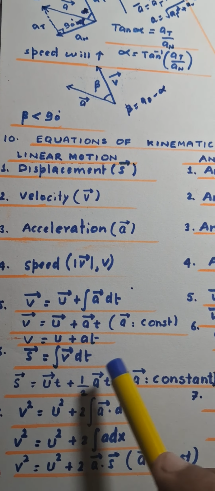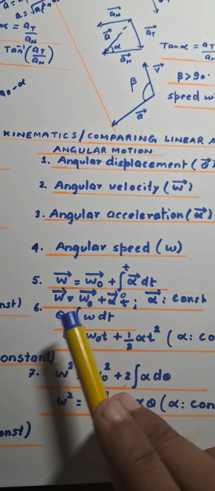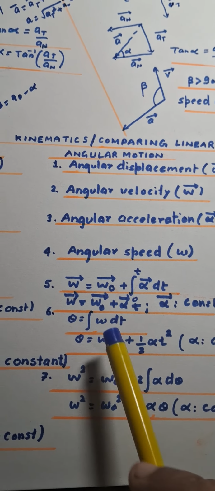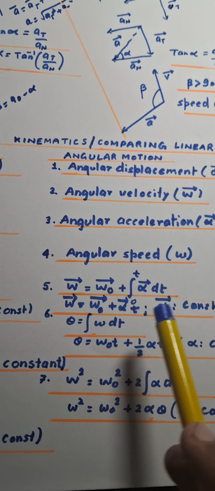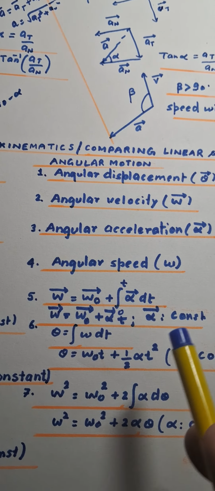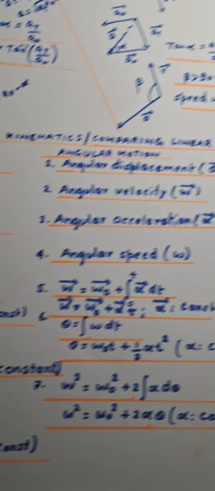Here displacement is integration v dt. Here angular displacement is integration omega dt. I have omitted vector here because it's an axial vector, so the axis of rotation is fixed. So we can take the work from the coordinate form itself.